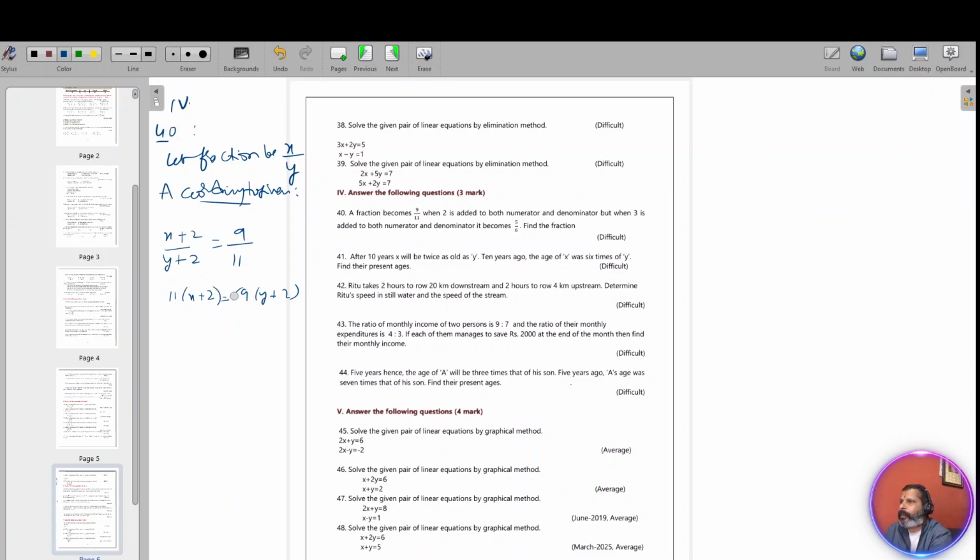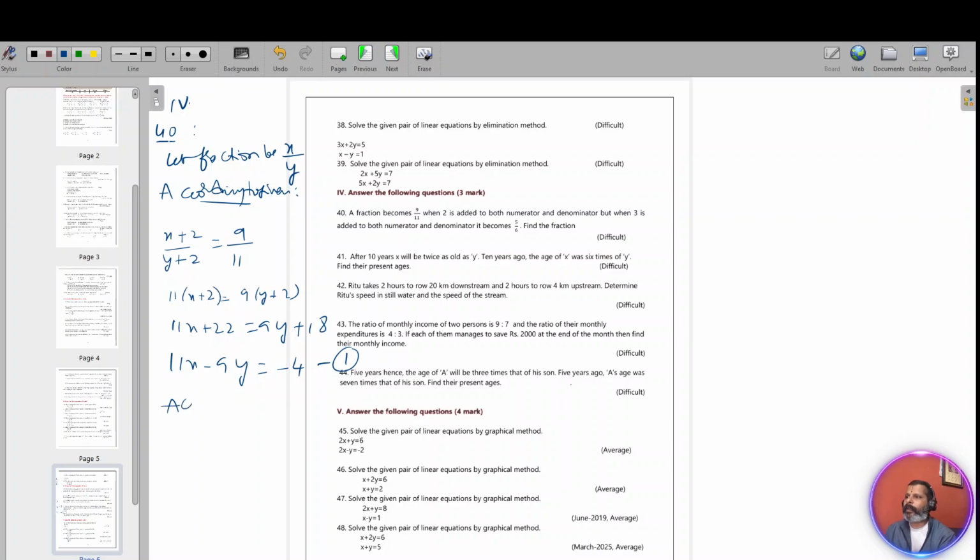This bracket is not required. When you cross multiply, open the bracket, take the variable to one side and the number to the other side. Then we'll take the other statement from the question. So 11x plus 22 equals 9y plus 18. Take y to the left hand side, you get 11x minus 9y equals 18 minus 22, which becomes minus 4. We call this 1.